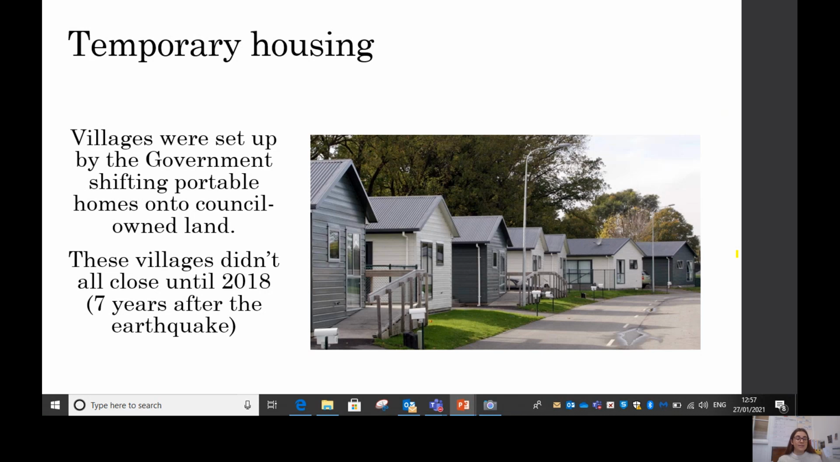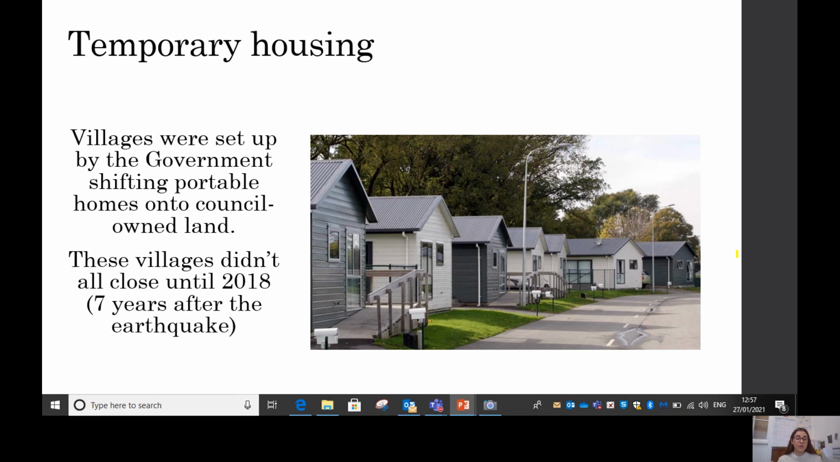However, lots of temporary housing did have to be built. So as I said earlier, 16,000 people lost their homes. So villages were set up by the government by shifting portable homes onto council-owned land. These villages didn't all close until 2018, so 7 years after the earthquake.